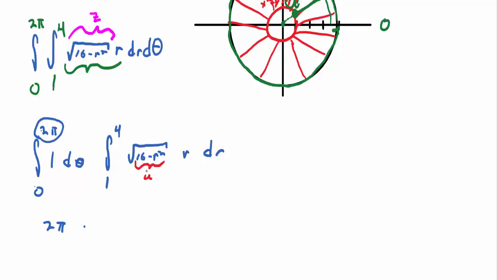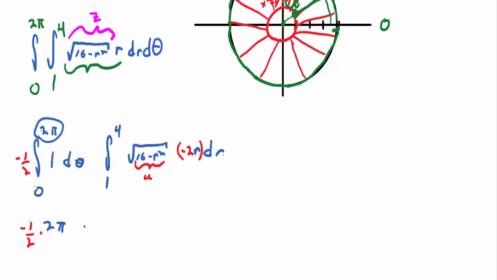Okay, what would du be then? If u is 16 minus r squared, du is negative 2r dr, right? Yeah, so we've got an r dr. What do we need? To make it a perfect du, we already have an r. We need a negative 2 in front of it, don't we? But you can't just multiply by negative 2. It's not illegal. So what do you have to do to compensate? Divide or multiply by negative 1/2. Which I'll put right there.